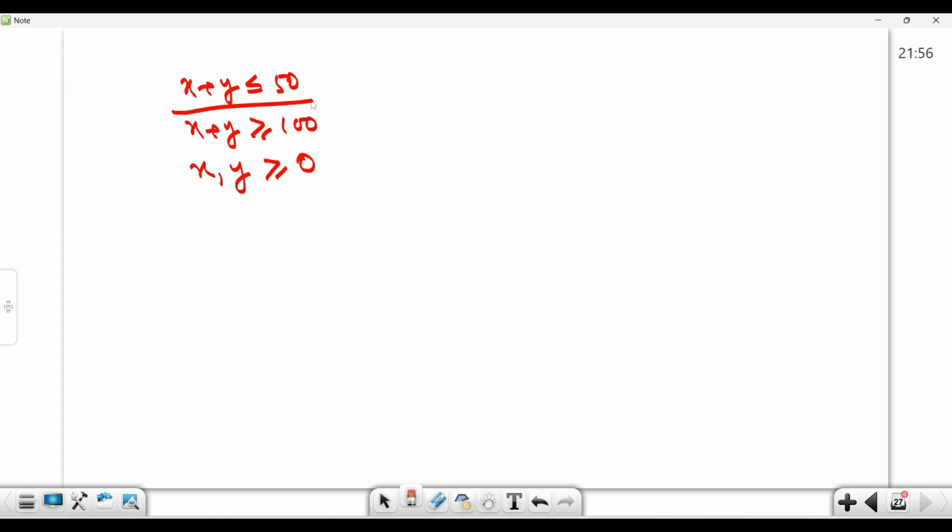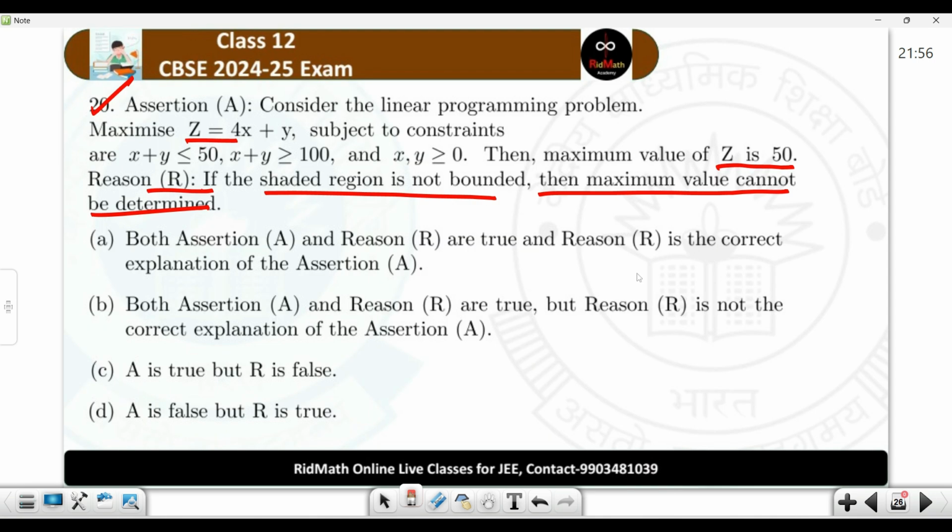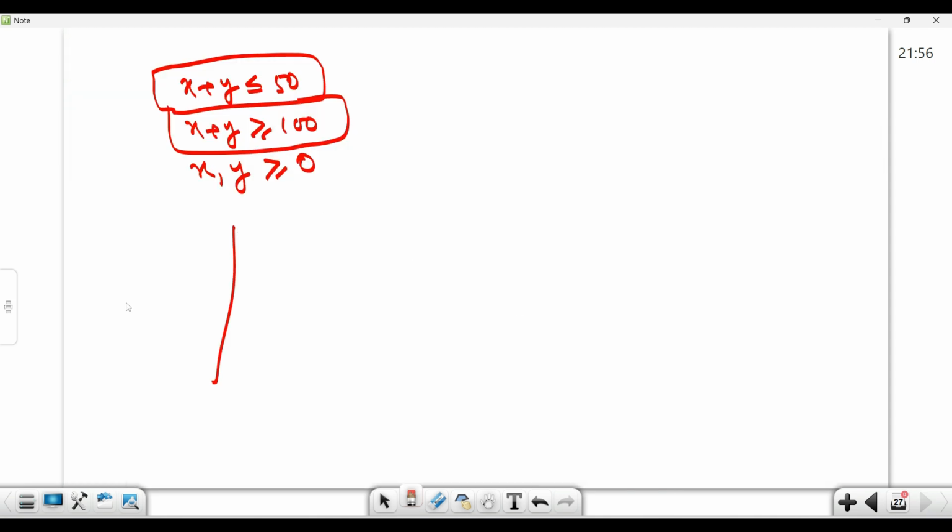So here it is saying x plus y is less than 50, and it is saying x plus y is greater than 100. So let us plot first. This is x plus y equal to 50, that means 0 comma 50 and 50 comma 0, like this. And x plus y greater than 100 is also here.